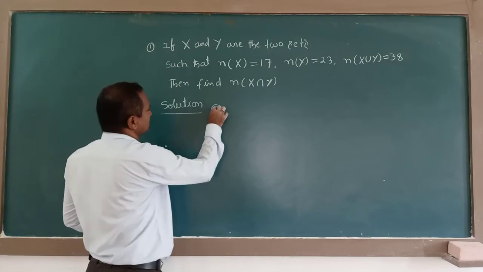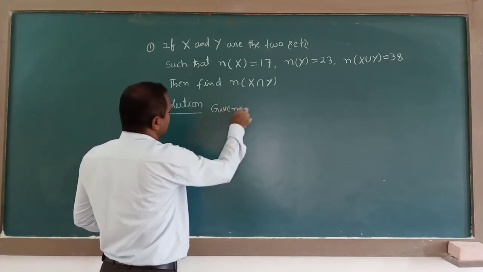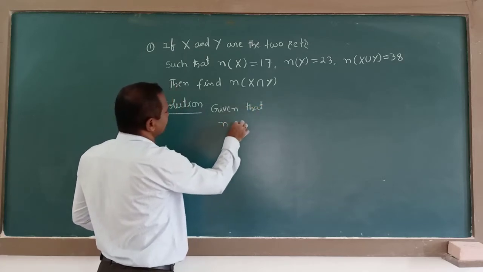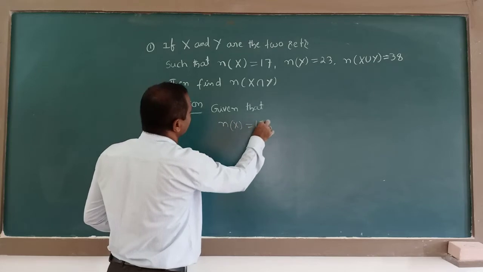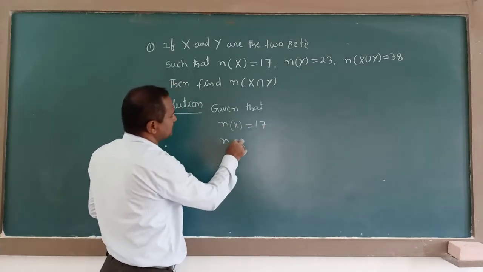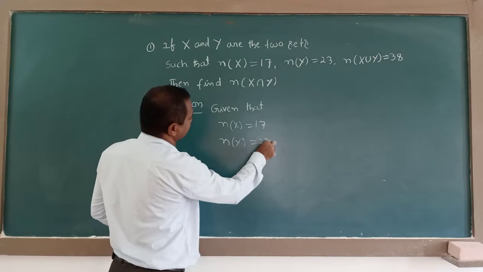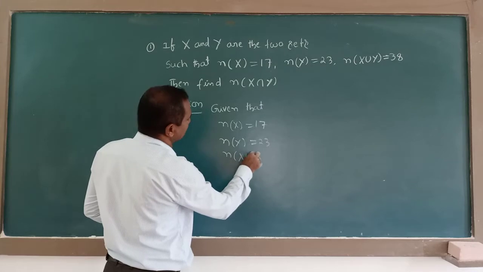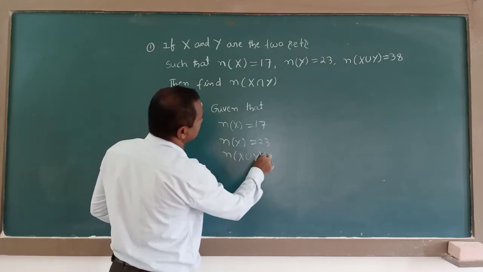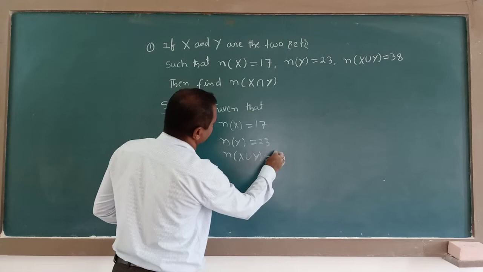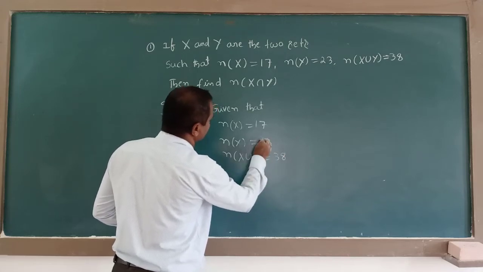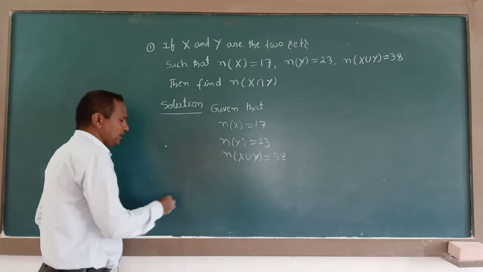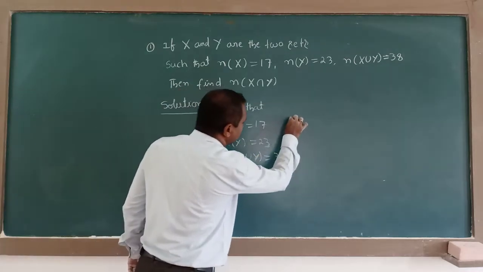Given that n of x is equal to 17, n of y is equal to 23. Next, n of x union y is equal to 38. Now consider the n of x union y formula, but with the help of all these three.